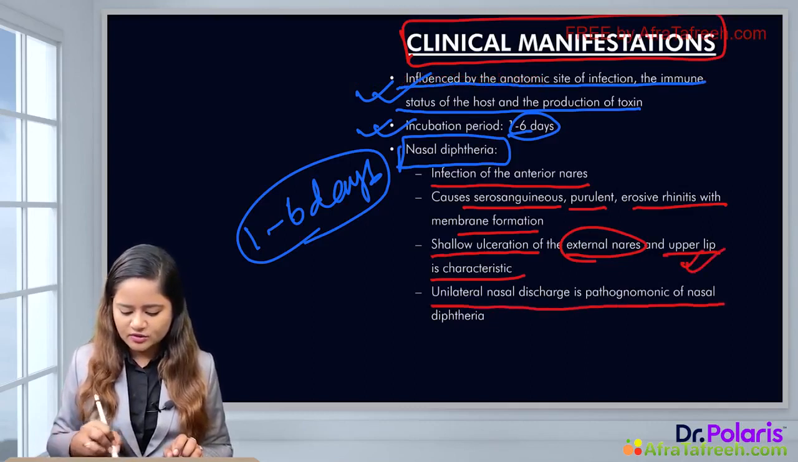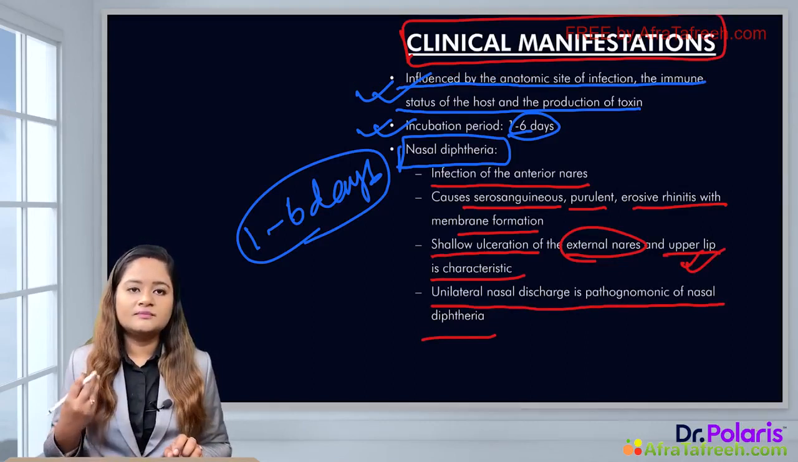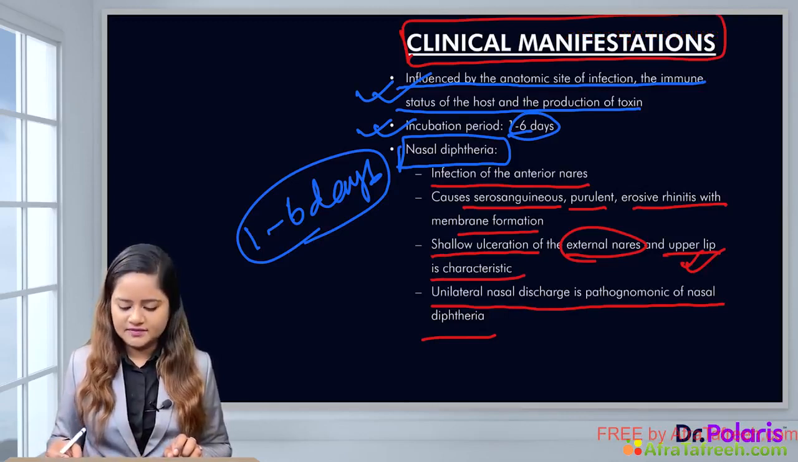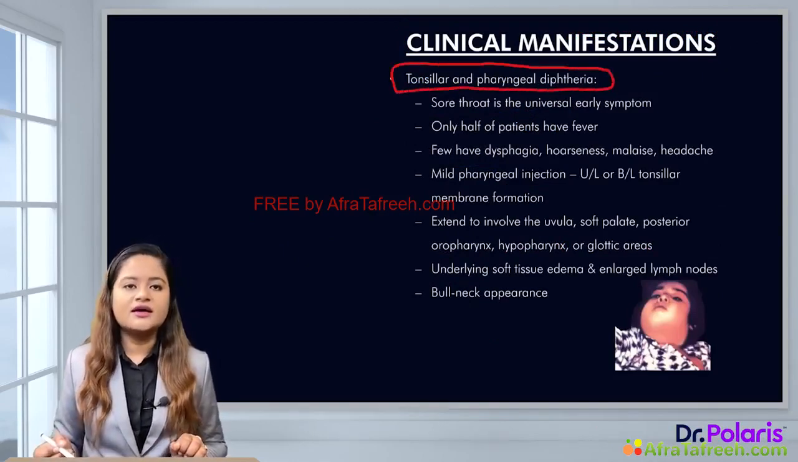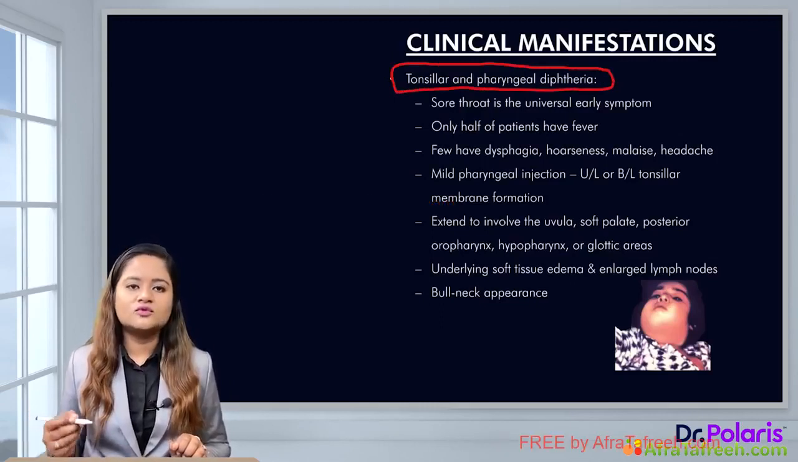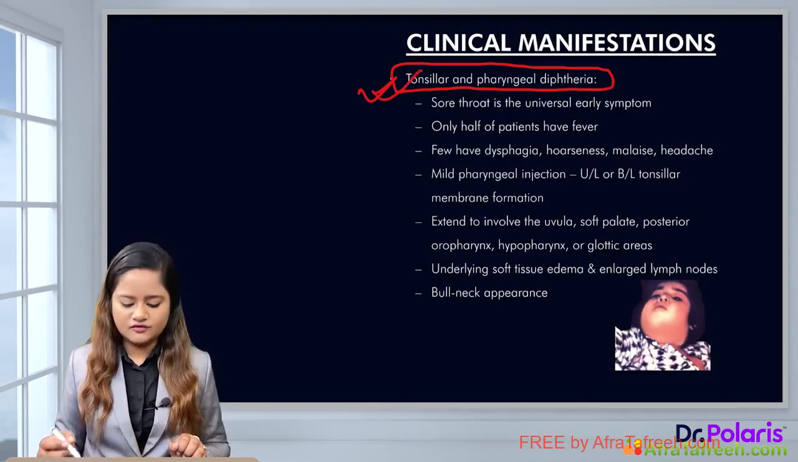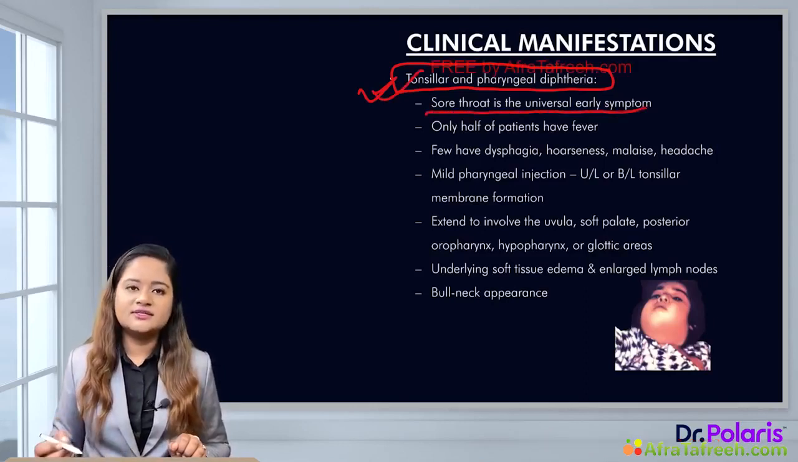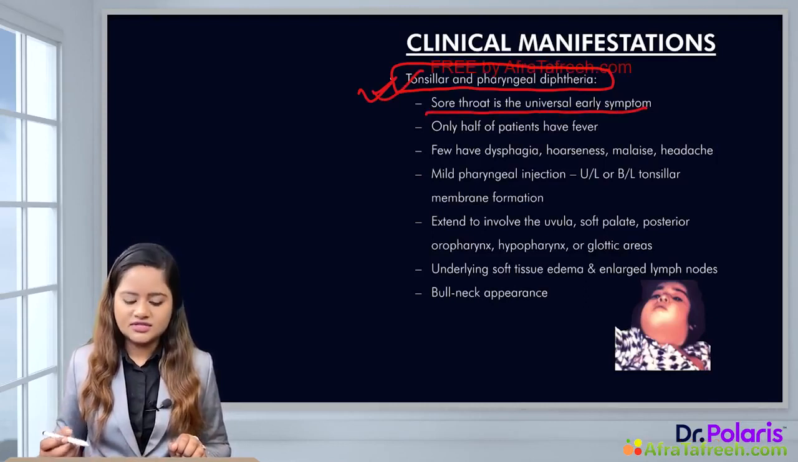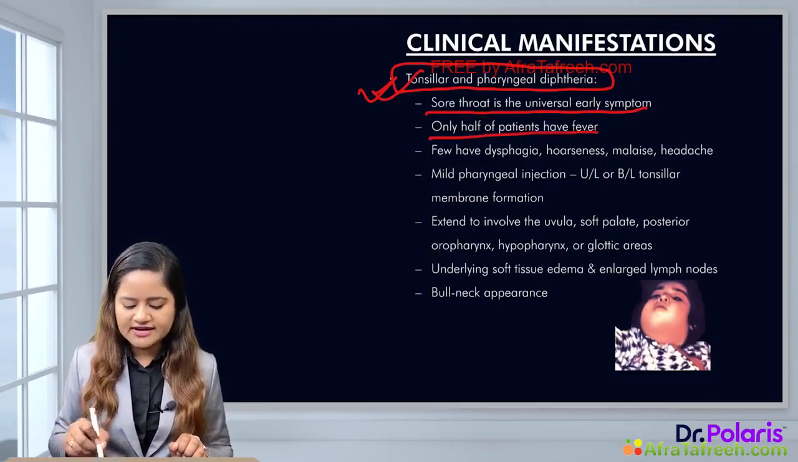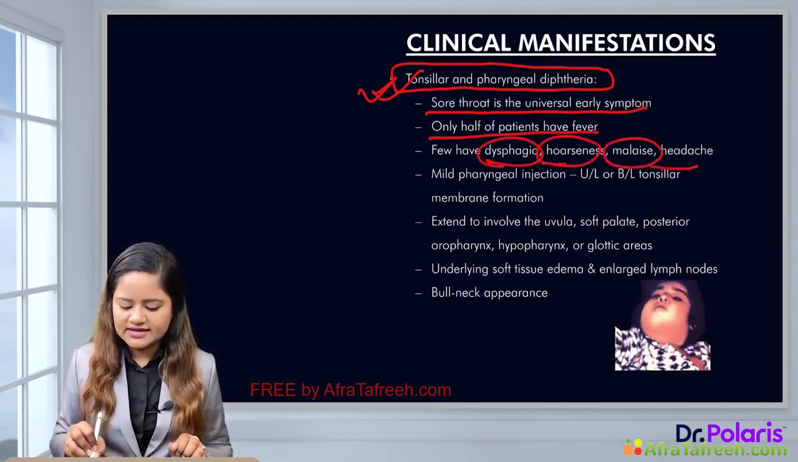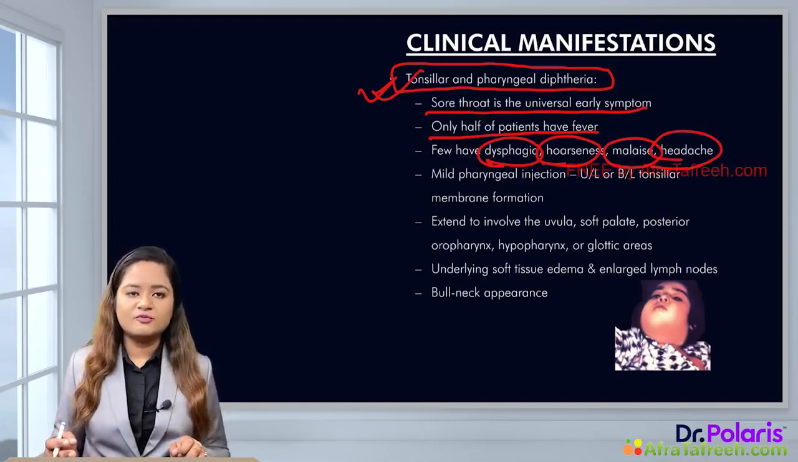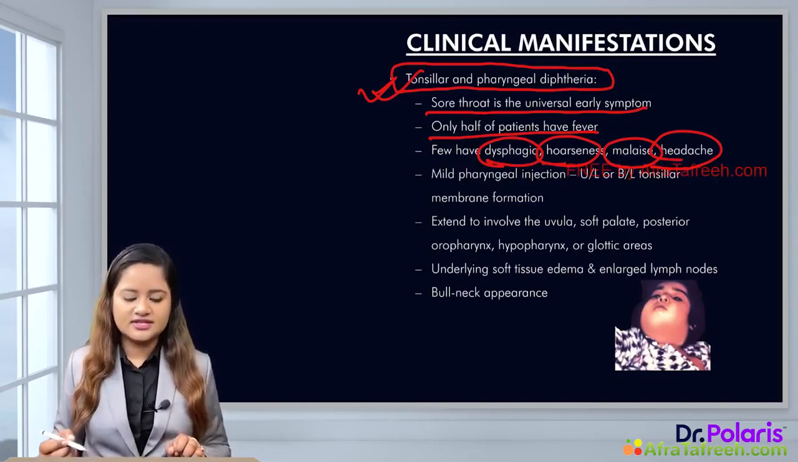Unilateral nasal discharge is pathognomonic of the nasal diphtheria. So there could be a complete destruction of one side of the nose, which can result into a continuous nasal discharge in nasal diphtheria. Then another type of diphtheria is a tonsillar or a pharyngeal type of diphtheria. So apart from just affecting the nasal part, it can also go down to affect the tonsillar or the pharyngeal involvement. So sore throat is the universal early symptom that is going to develop if the patient is having a tonsillar diphtheria. Only half of the patients can develop an episode of fever. Few of them can also experience dysphagia, hoarseness of the voice, malaise, and even headache. So the common viral type of prodrome that could be seen in the initial stages of a tonsillar diphtheria.